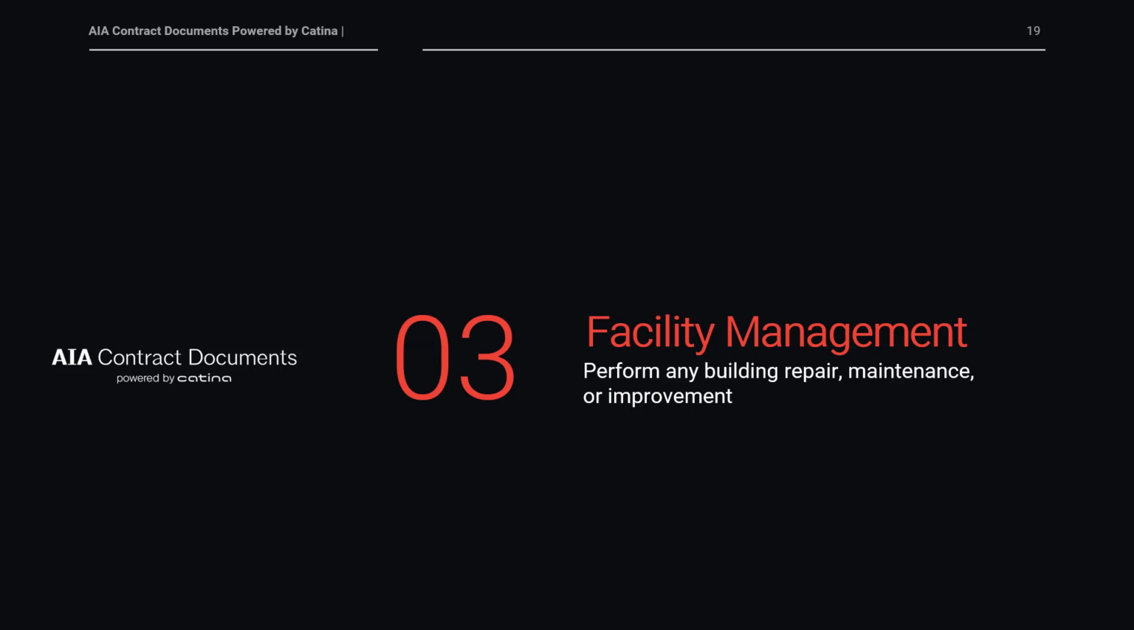Finally, we have our facility management documents. This is a new family of documents that focus on building repair, maintenance, or improvement that is completed during a project. When you're executing an agreement for design or construction, that's maybe about 5% of the building's life cycle, if that. But what about the remaining 95% of the building's life cycle? Well, you need to maintain the facility. That is what these documents are for, the rest of the life cycle for the project or building.